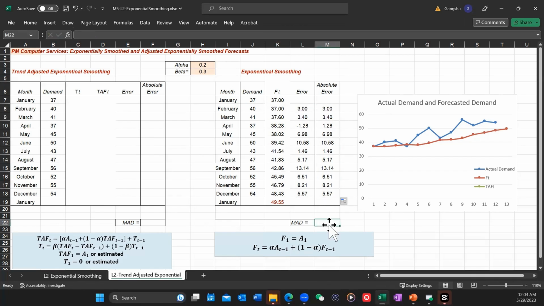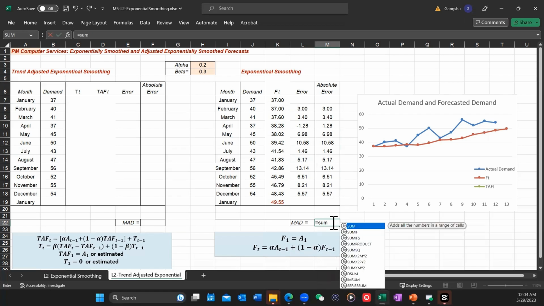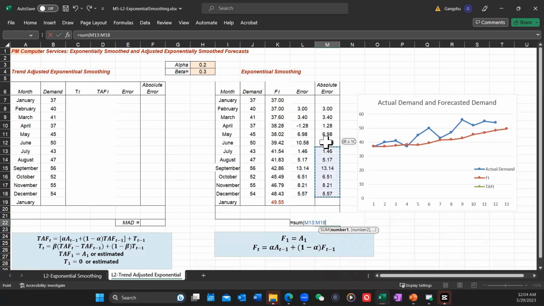The MAD will be equal to the sum of the absolute errors divided by the number of the data points, 11. So we got the MAD for this exponential smoothing forecasting, given that alpha equals 0.2. Okay, so that's our demonstration for the simple exponential smoothing forecasting approach.